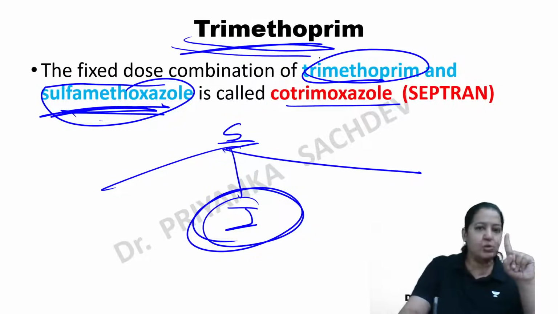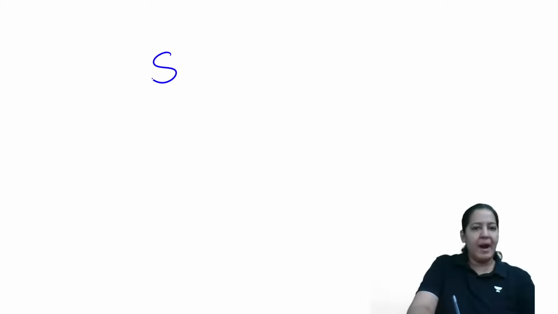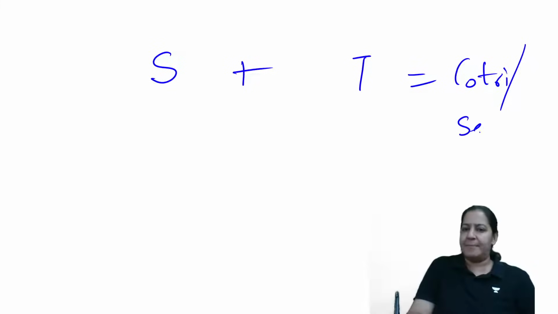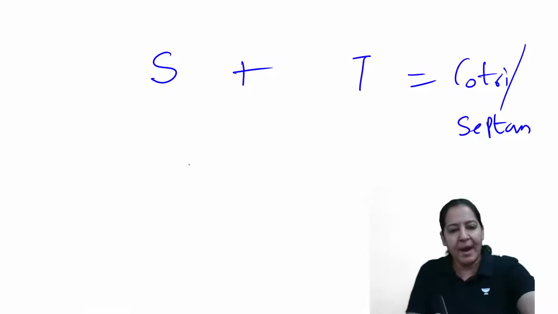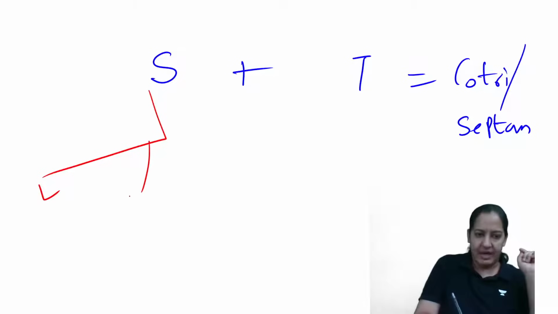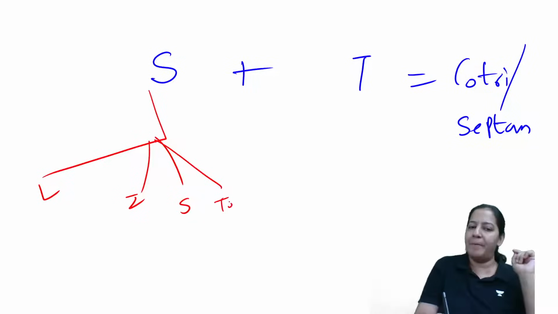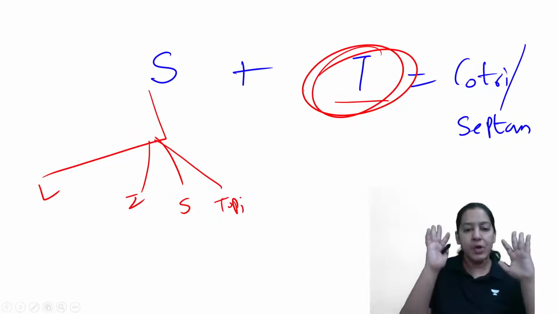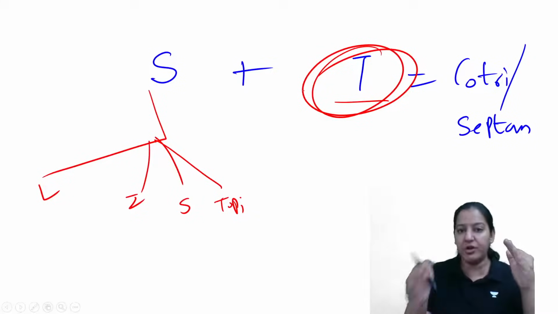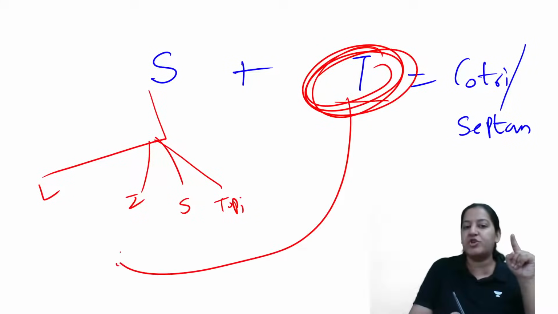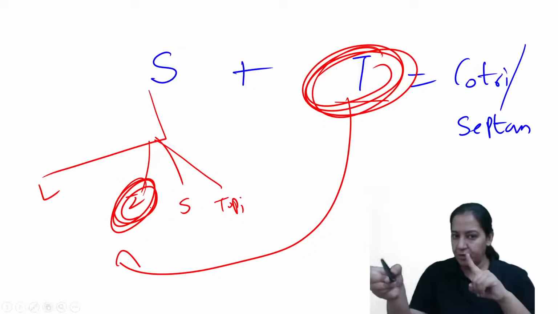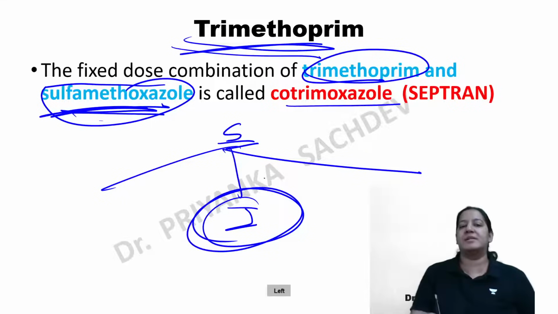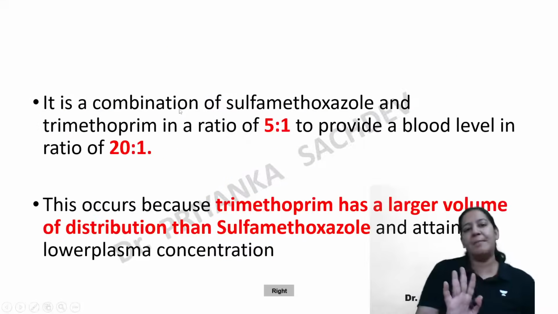There are so many sulfonamides, but trimethoprim has no classification. You got my point? So sulfonamide plus trimethoprim is equal to cotrimoxazole, also known as Septron. Sulfonamide has a classification: they are long acting, intermediate acting, short acting, topical, special. But trimethoprim has no classification. It is only one drug, trimethoprim itself. So this question should come to your mind: trimethoprim is combined with which of them? My answer is intermediate. So trimethoprim is combined with intermediate sulfonamide, which is sulfamethoxazole. Only one intermediate is there, so we combine with sulfamethoxazole only.